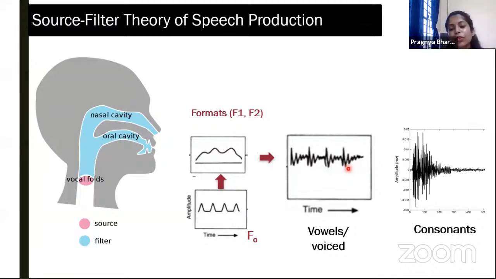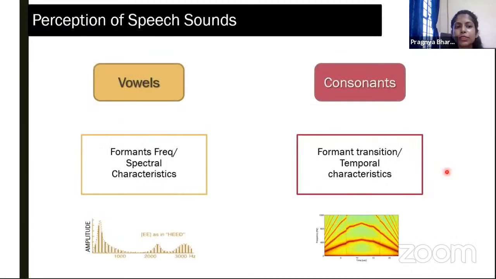Okay, so most of the consonants will have a waveform which is aperiodic in nature. Now coming to speech perception, if we broadly divide all the speech sounds into just vowels and consonants, vowels, which are periodic sounds, are mainly characterized by their formant frequencies, their spectral characters. Our auditory system is able to detect or discriminate between vowels based on their formant frequencies.